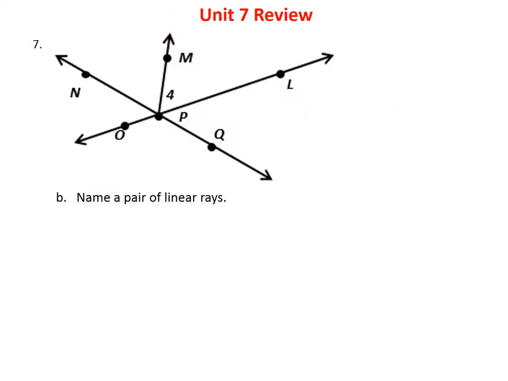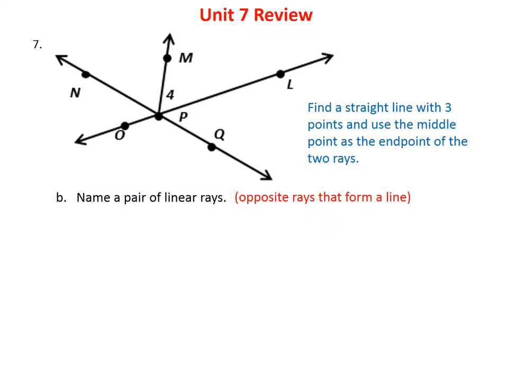Problem 7b asks us to name a pair of linear rays. This is actually not a good term. What we really mean here is name me a pair of opposite rays. Remember that 2 opposite rays form a straight line. So what we need to do is just find a straight line with 3 points, and we'll use the middle point as the end point of the 2 rays. Here's a ray starting at P going that way and going that way. Notice they form a straight line. So my answer here is PO and PL.